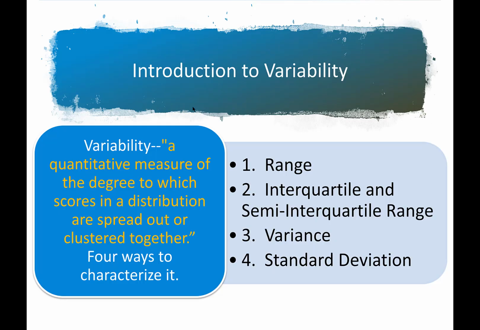So variability, in terms of a strict definition, is a quantitative measure of the degree to which scores in a distribution are spread out or clustered together. And there are 4 ways that we define it in this course. The first one is the easiest one, that is the range. The second one is pretty much just as easy: the interquartile range and the semi-interquartile range. We don't really use those too much. We have ones that we prefer. We prefer variance and standard deviation, where variance is just a number and the square root of the variance is the standard deviation. So I'm going to show you how we calculate both of those in a second.